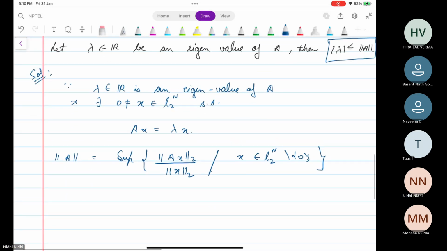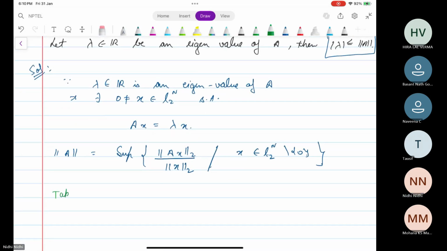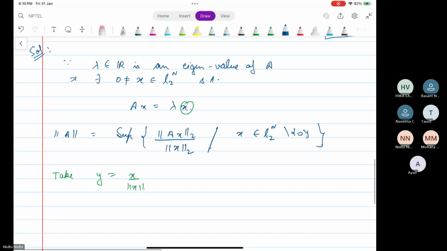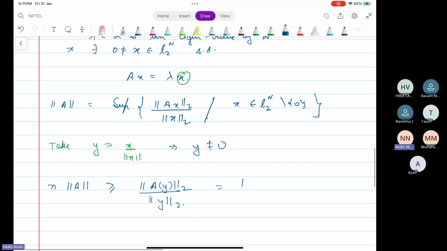Now if I take y equal to x by norm x, where x is this x, clearly y is non-zero. This implies norm A will be greater than or equal to norm of Ay by norm of y, which is equal to norm of Ax by norm x, this is the l_2 norm, by, what is norm y? Can anyone tell me what is norm y? Norm of y?